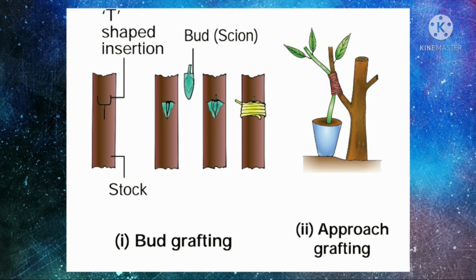The second one is the approach grafting. Here both the scion and the stock plants remain rooted in the soil, and the branches we prefer are similar in size from the two plants, as you can easily see in the diagram. A small slice cut is made and they are joined together with tape.